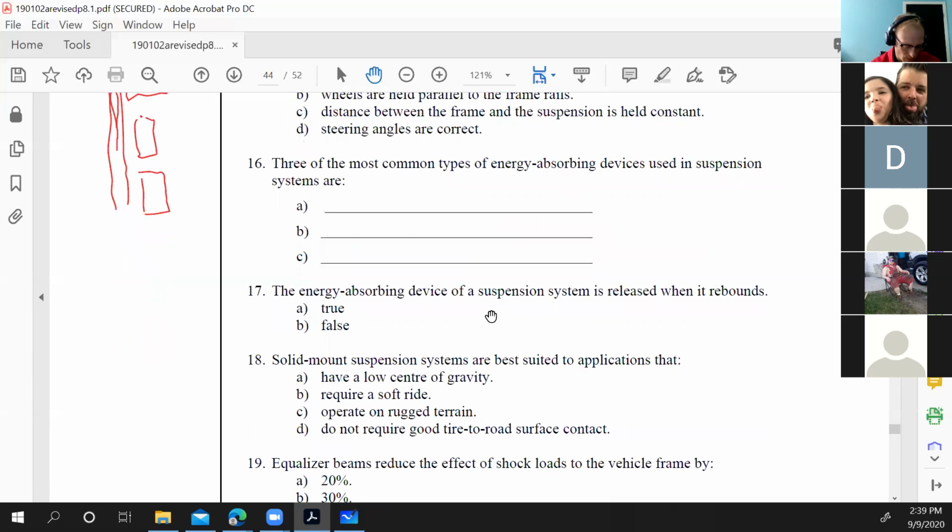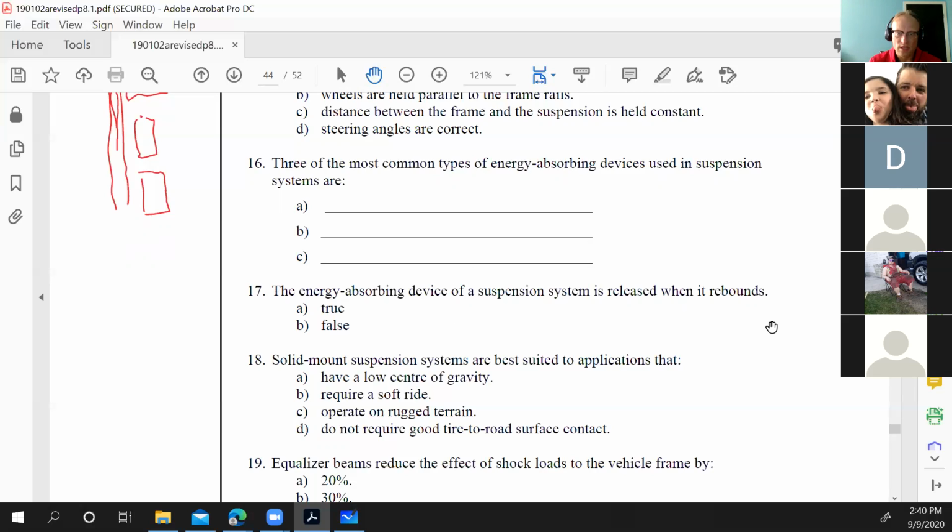Number 16, most common types of energy absorbing devices used in suspension. So they're asking for 3, but we talked about 4. What are the 3? Spring, air shocks, and cushion shocks, or cushion springs. So leaf springs, air springs, and rubber blocks. Exactly what you said, I believe. Yep.